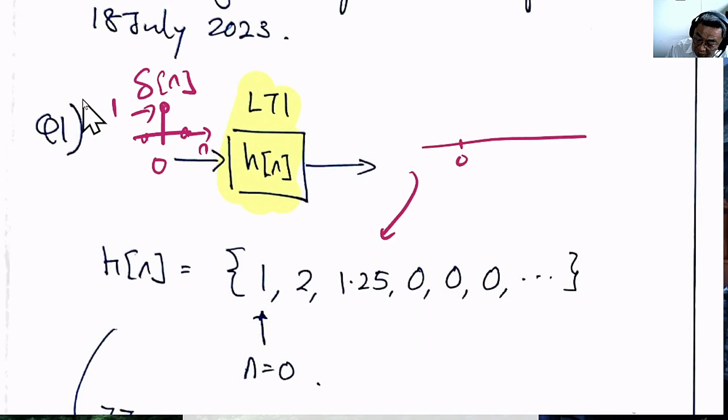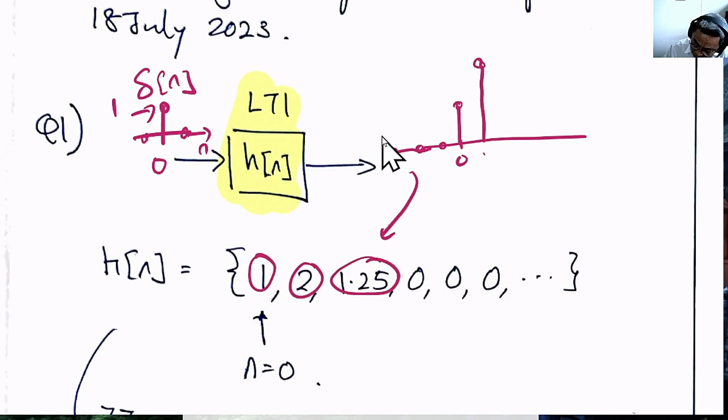Before time n equals 0, all the values are 0 because we're assuming that the system is causal and relaxed. Causal means that only when the impulse comes do we have the output. Relaxed means that before the input comes, there is nothing. The value of the output is 0. The first value is 1. The second value is 2. The third value is 1.25. The fourth value and the rest are all 0. So this is h of n.